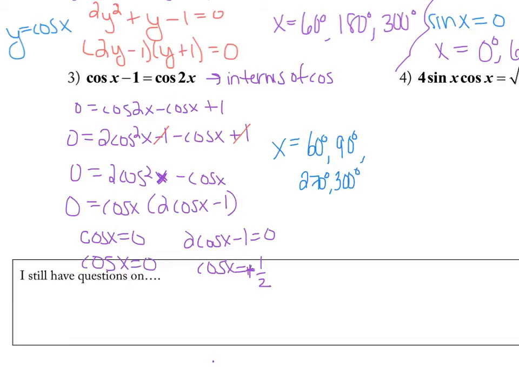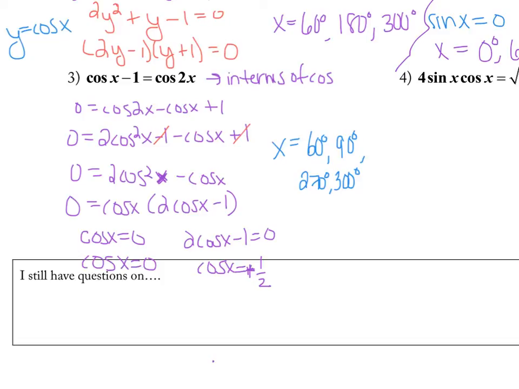Now in your homework, if it has the directions to find all the solutions between 0 to 2 pi, make sure that you guys are writing your answers in terms of radians, which you would do by multiplying by pi over 180. Okay. So cosine of x equals 0 takes place at 90 and 270, and then cosine of x equaling 1/2 takes place at 60 and 300 degrees.